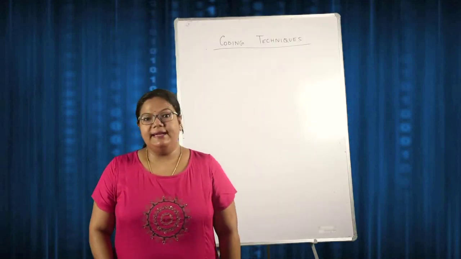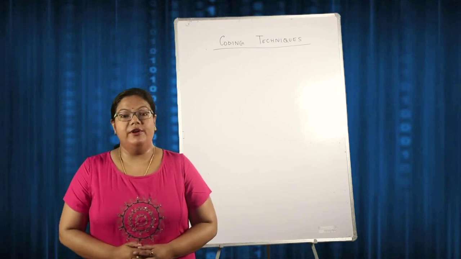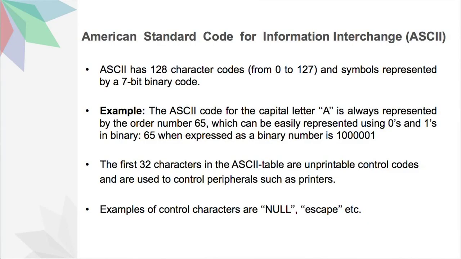Now learners, let us look at the second coding technique, that is American Standard Code for Information Interchange, or ASCII. ASCII is a 7-bit binary code, and so it represents 128 character codes. These character codes start from 0 to 127. Now let us look at an example. The ASCII code for the capital letter A is always represented by the order number 65, which can be easily represented using zeros and ones in binary.